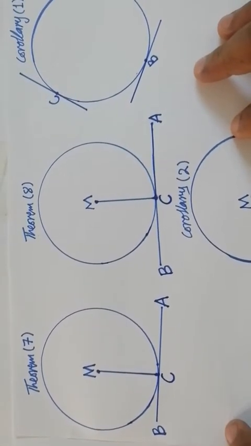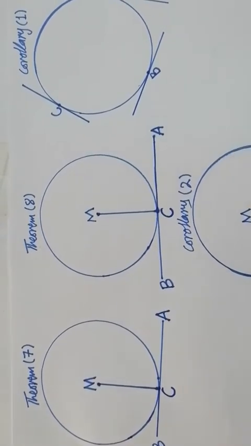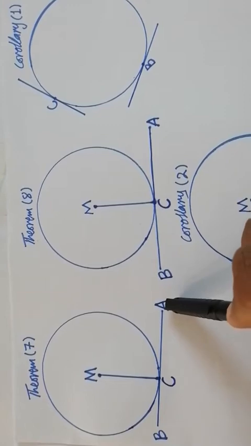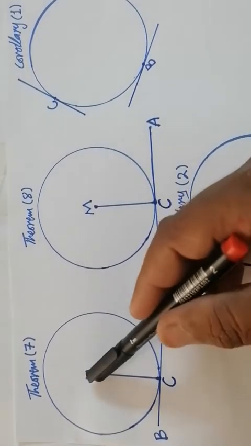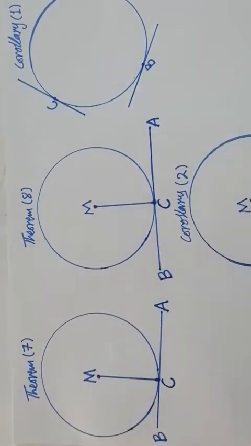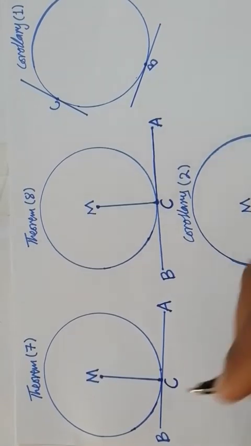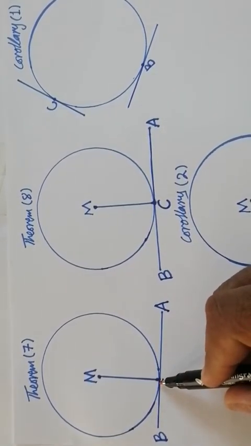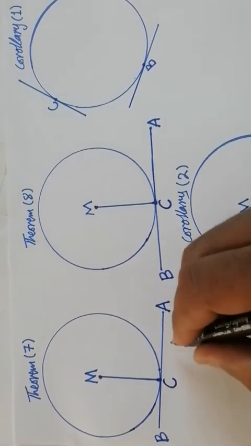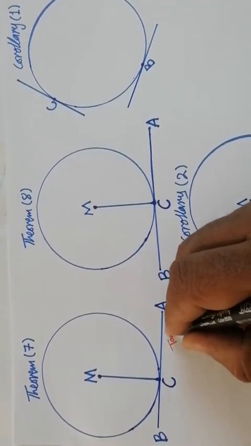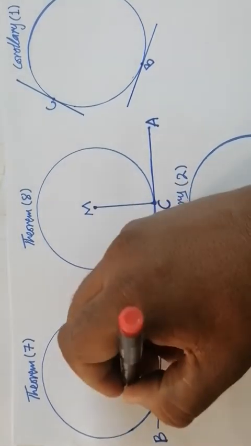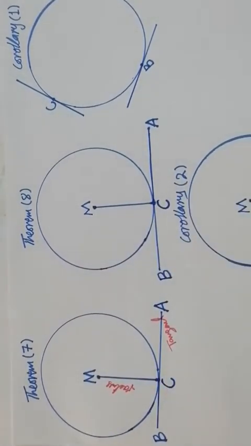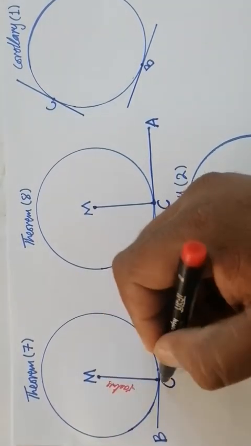Okay, let us look at Theorem 7 here. AB here, what is it? It's a tangent. And MC is a radius, and this point is called the point of tangency, or tangency point. So we have a tangent, and we have a radius and a tangency point, or the end of the radius.